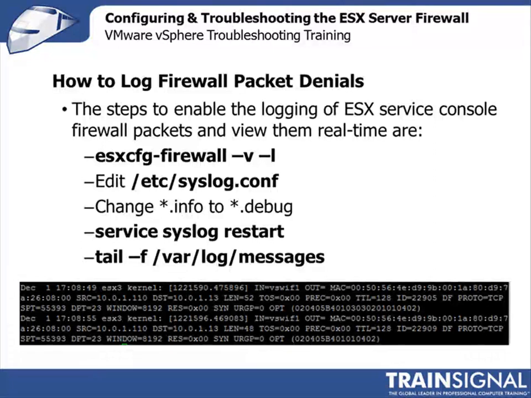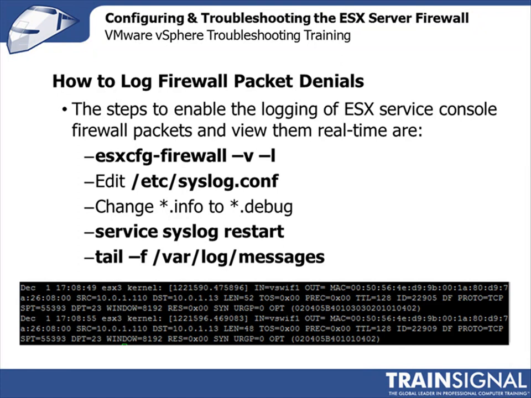The steps to do this are to first run esxcfg-firewall -v for verbose, which enables verbose level output, which actually debugs the firewall and then sends the packets that are denied to the standard logging output. The -l will reload the firewall configuration at that time. Then we need to modify our logging to go from info level logging to debug level logging. To do this, we edit /etc/syslog.conf and change the info line to debug. Then we'll restart the syslog service. Finally, we can use the tail command to tail the /var/log/messages file.